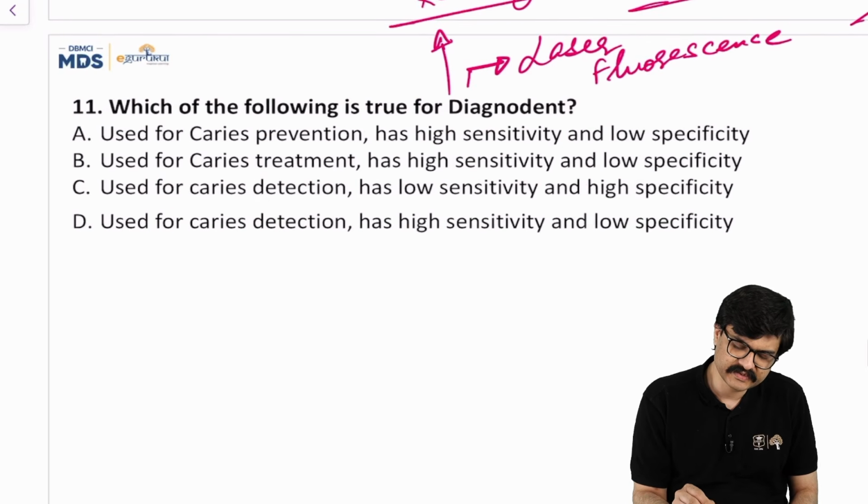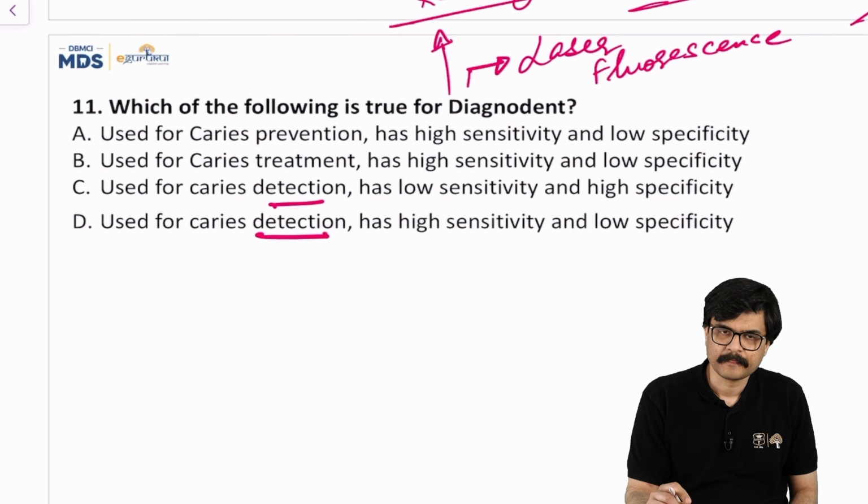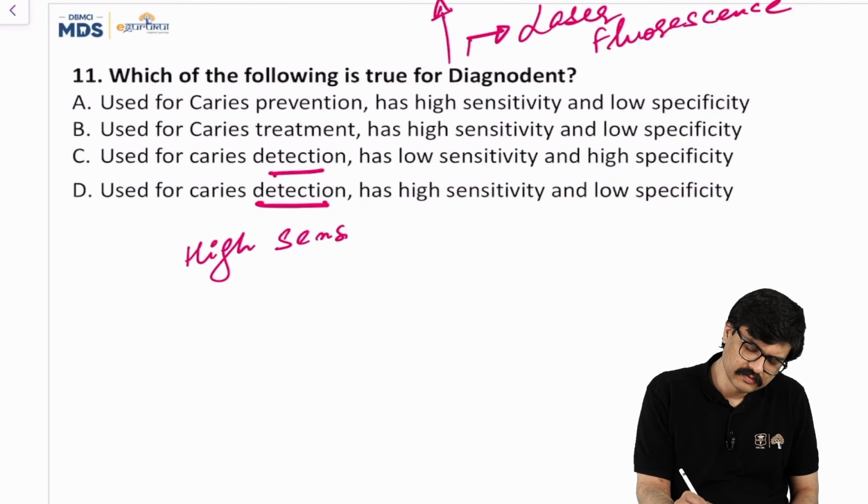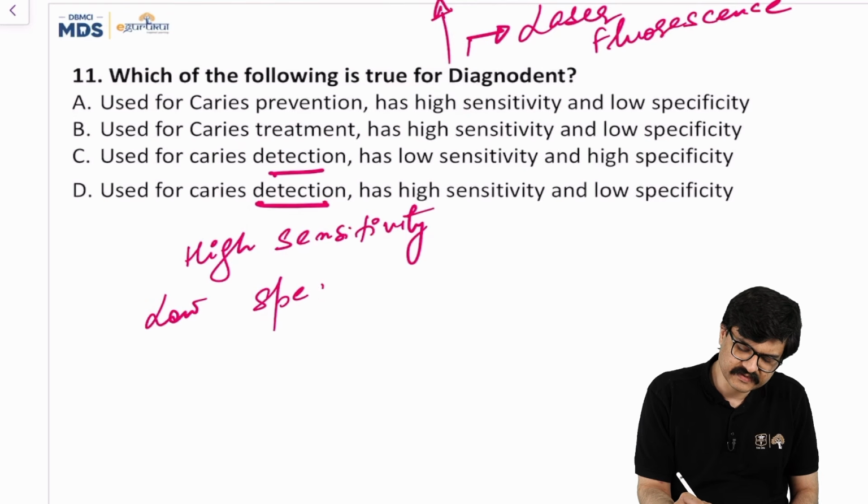So either C is the answer or D is the answer, isn't it? Yes. The other important thing is that Diagnodent has very high sensitivity, but it has a low specificity.